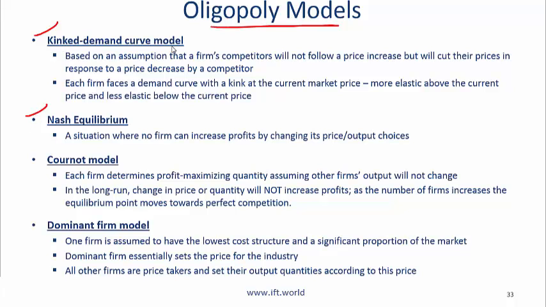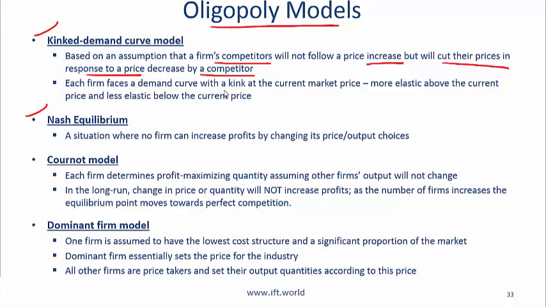The kinked demand curve model is based on an assumption that a firm's competitors will not follow a price increase, but will cut their prices in response to a price decrease by a competitor. And you can relate this to Coke and Pepsi. So if Coke cuts prices, then most probably Pepsi will also cut prices. If Coke increases prices, then most probably Pepsi will not increase.